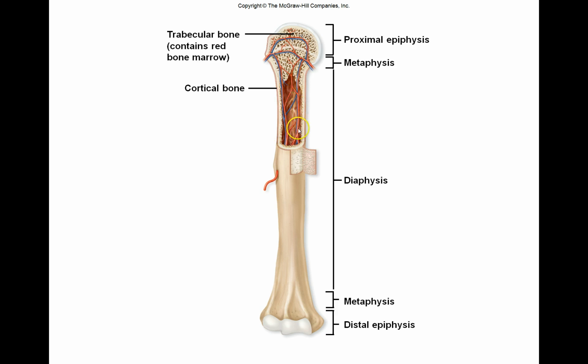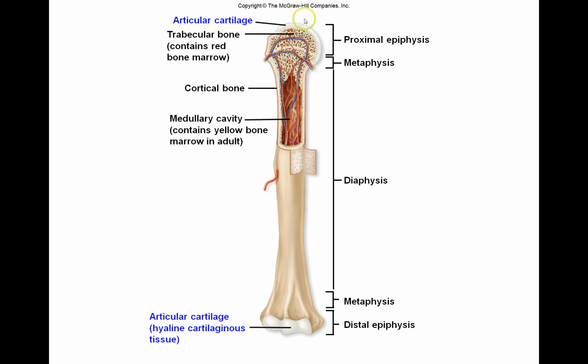In the central area of the diaphysis, you find a hollow region. This is called the medullary cavity. In fact, it's not actually hollow in the living person because that space is filled with yellow bone marrow in the adult. Yellow bone marrow is largely composed of adipose tissue or fat. Finally, at the ends of the bones, you can see this white layer of tissue. This is the articular cartilage, which is composed of hyaline cartilaginous tissue and is forming the joint surface where movement occurs.